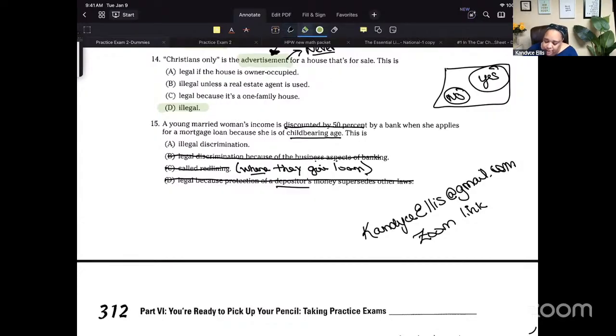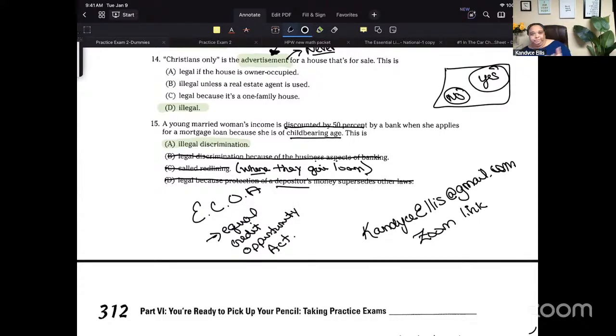Our answer is A, illegal discrimination because of ECOA. And that's the Equal Credit Opportunity Act. And it says you cannot discriminate based on age. I mean, if somebody's under 18, that's one thing. But I don't care if she's of childbearing age or older. No, you cannot say that.